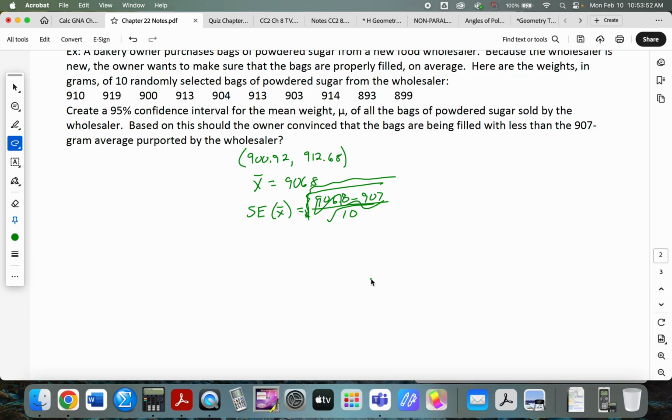So based on this, should the owner be convinced that the bags are being filled with less than the 907 gram average? No. Why? Because 907 is included in the confidence interval. Because 907 is within the confidence interval.